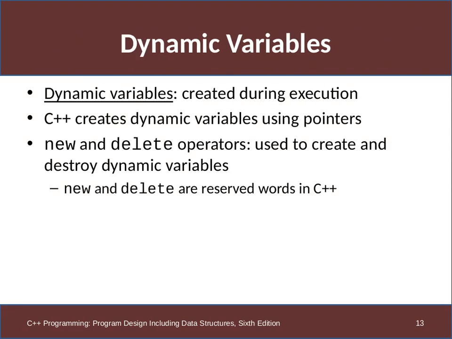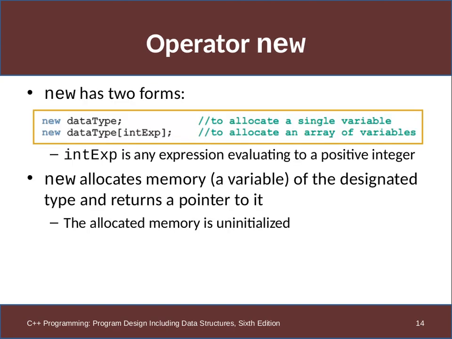All right, dynamic variables. This is new and delete. The book calls them dynamic variables. It's when you want to allocate something on the heap. New and delete are reserved words in C++. We've gone through an example of this, so we should be good with new and delete. New allocates a single variable or an array of variables. The allocated memory is uninitialized. Why is it uninitialized? Performance, yes. Just one of those techniques, just make sure we keep that in mind.